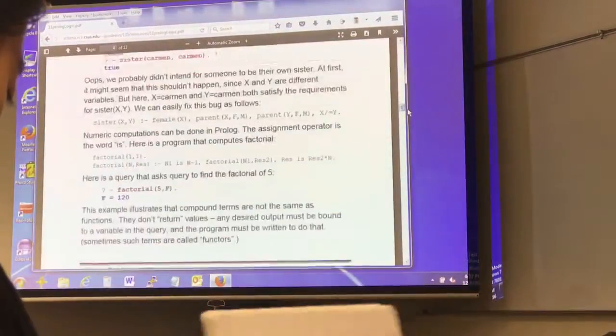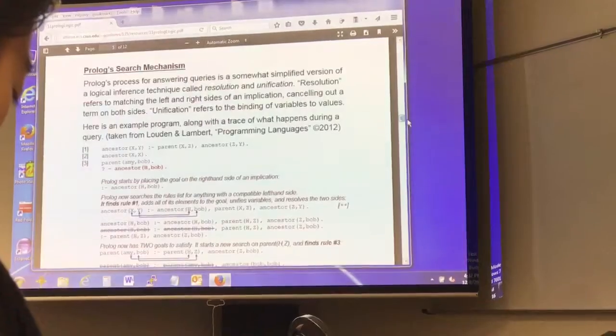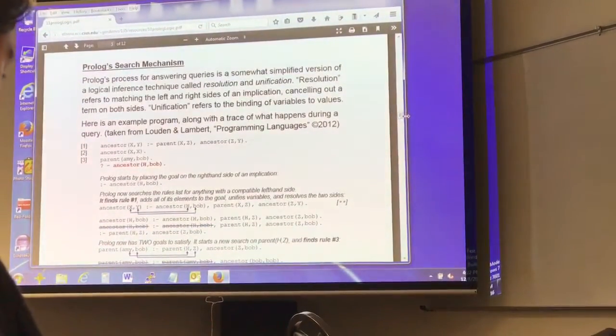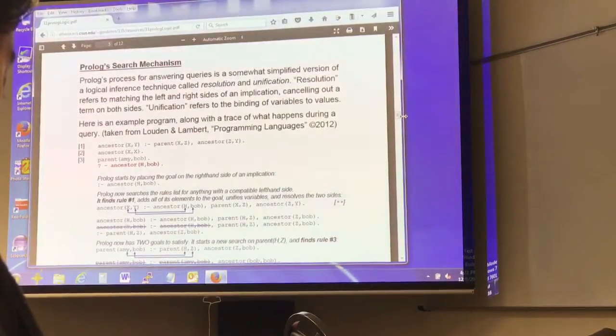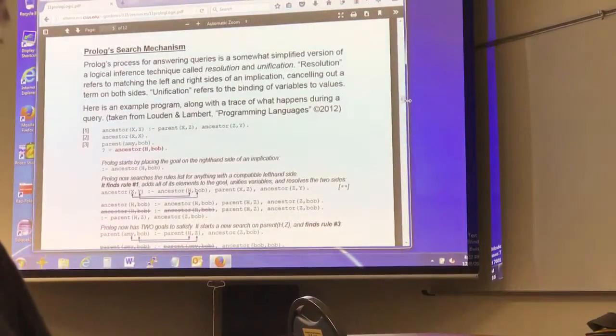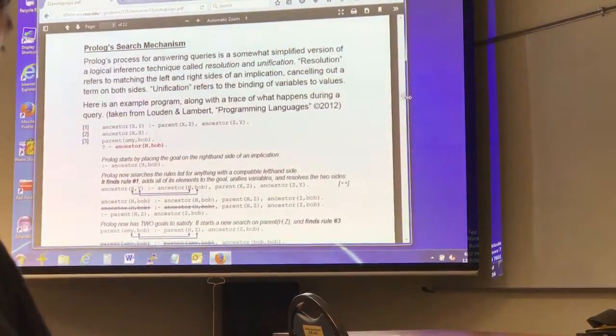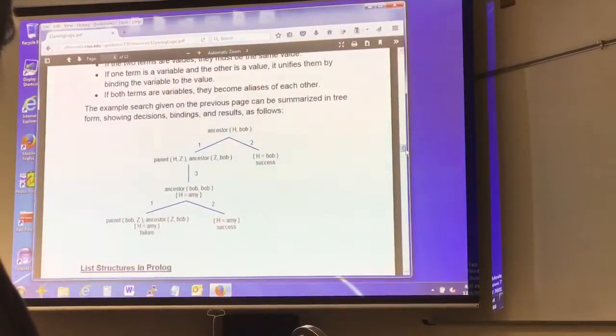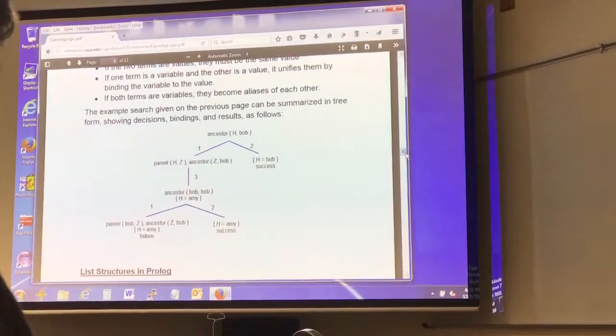One of the things that I didn't ask you on the quiz was to trace a query, showing all the bindings step by step as Prolog does its search, such as was shown in this section of your notes, and we walked through it on the board. We did the walkthrough showing all the bindings step by step, and then at the end showed the same thing as a tree.